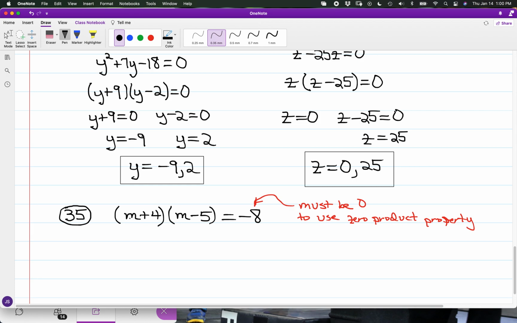So you have the quantity m plus 4 times the quantity m minus 5. Again, we have m times m, which is m to the second. Outside product, this will be negative 5m. Inside product we have a 4m, so you have negative 5m plus 4m, so this would be a negative m. And 4 times negative 5 is negative 20, and we have that is equal to negative 8.